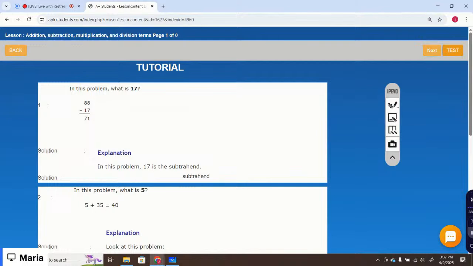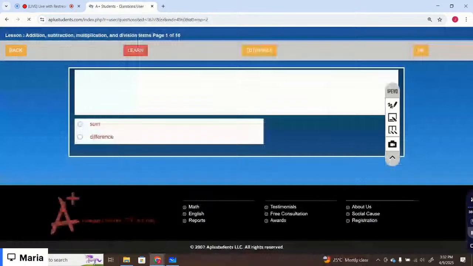Let's start with the test questions. In this problem, what is 2? 31 minus 29 equals 2. Two is the difference of 31 and 29. Option 2 is the correct option. Difference it is.